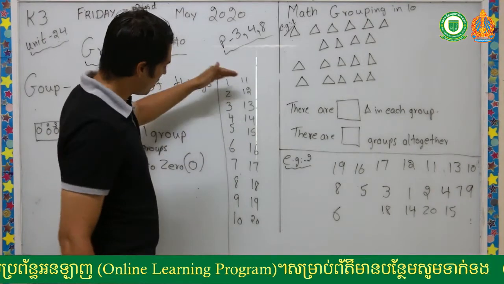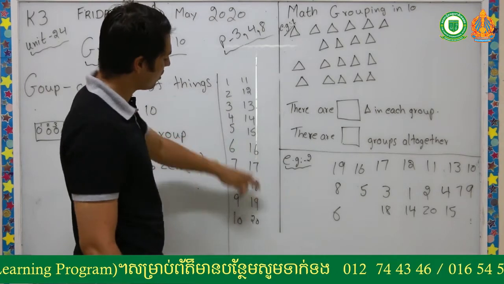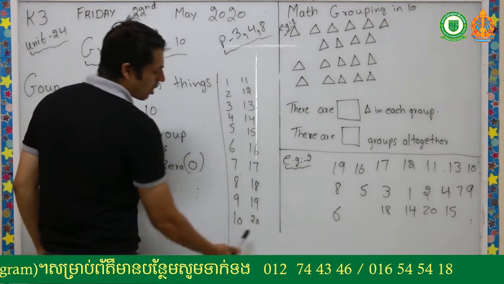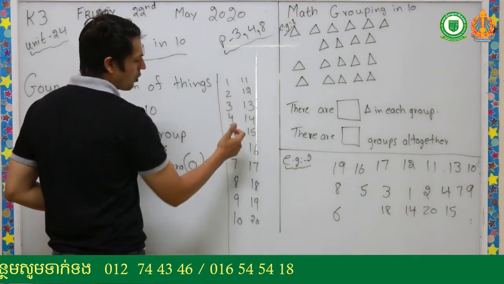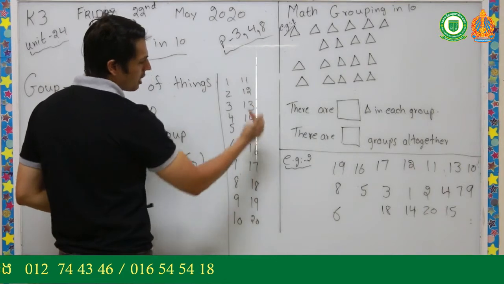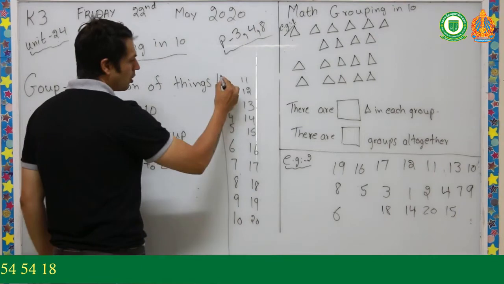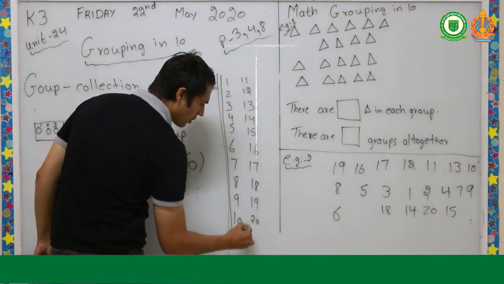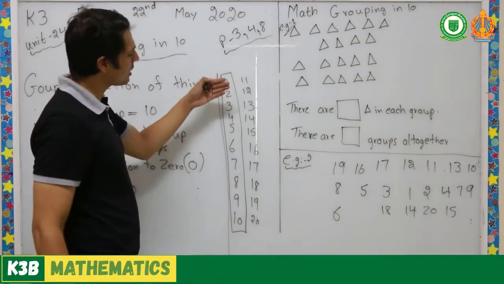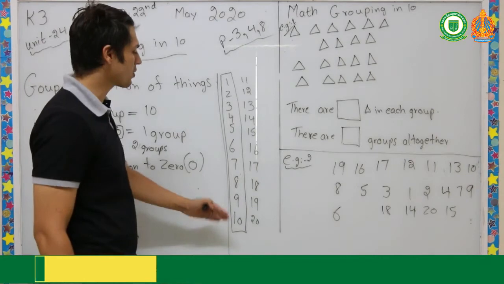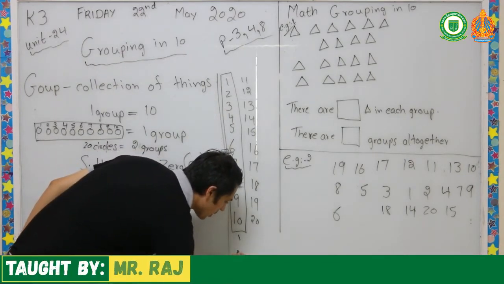Here I wrote down numbers from 1 to 20. This is the correct order to write down numbers. 1, 2, 3, 4, 5, 6, 7, 8, 9, 10. As you can see, we also have a group here. This is one group, because we have 10 numbers, so we are doing grouping in tens. We can call it group A.